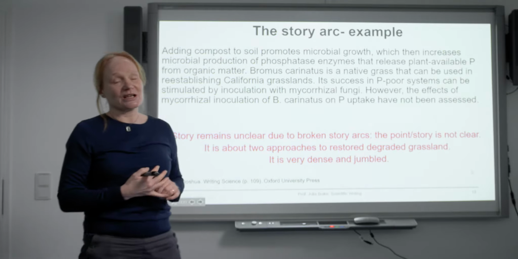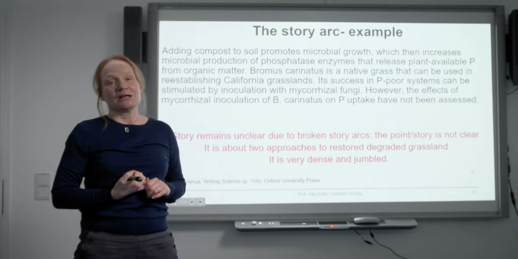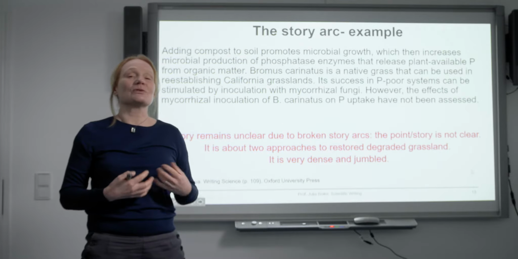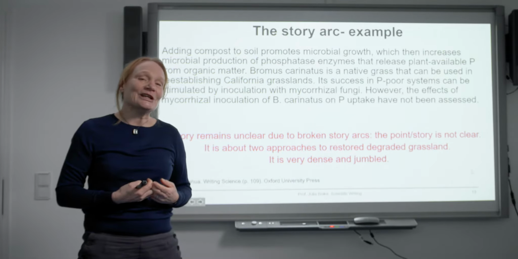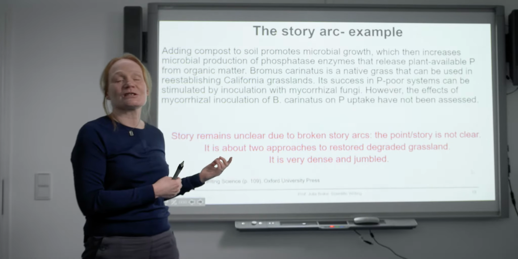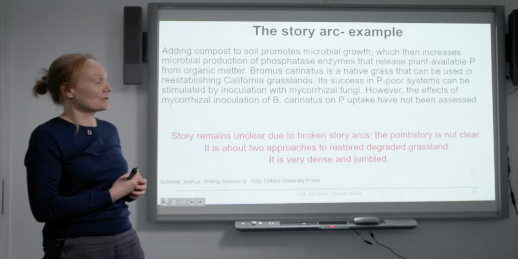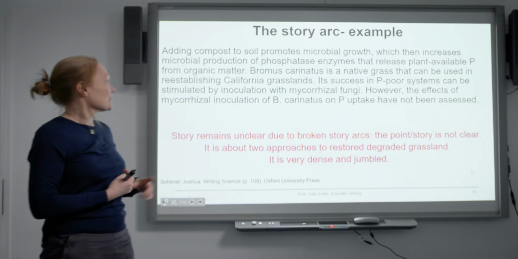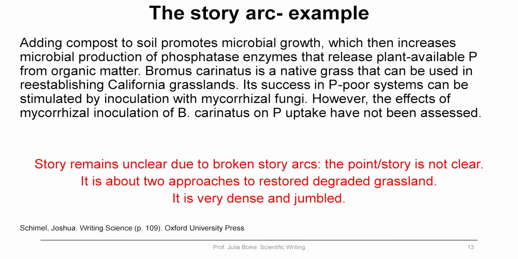As I said before, he's an Arctic microbiologist, and he's published great works, and what I really like about him is that he's very self-critical. So he goes back to his text, I think this is from one of his papers, and he criticizes it and takes it apart. This example is from his work in the Arctic, and it's about soil. Adding compost to soil promotes microbial growth, which then increases microbial production of phosphatase enzymes that release plant-available phosphorus from organic matter.